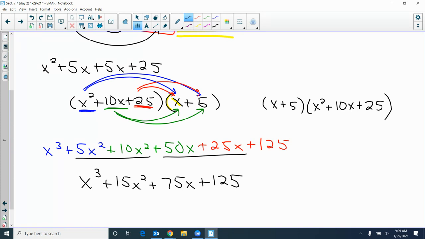So this is what the final answer should be. I knew that. I got that. I just didn't, after you explained it, it made more sense. Okay.